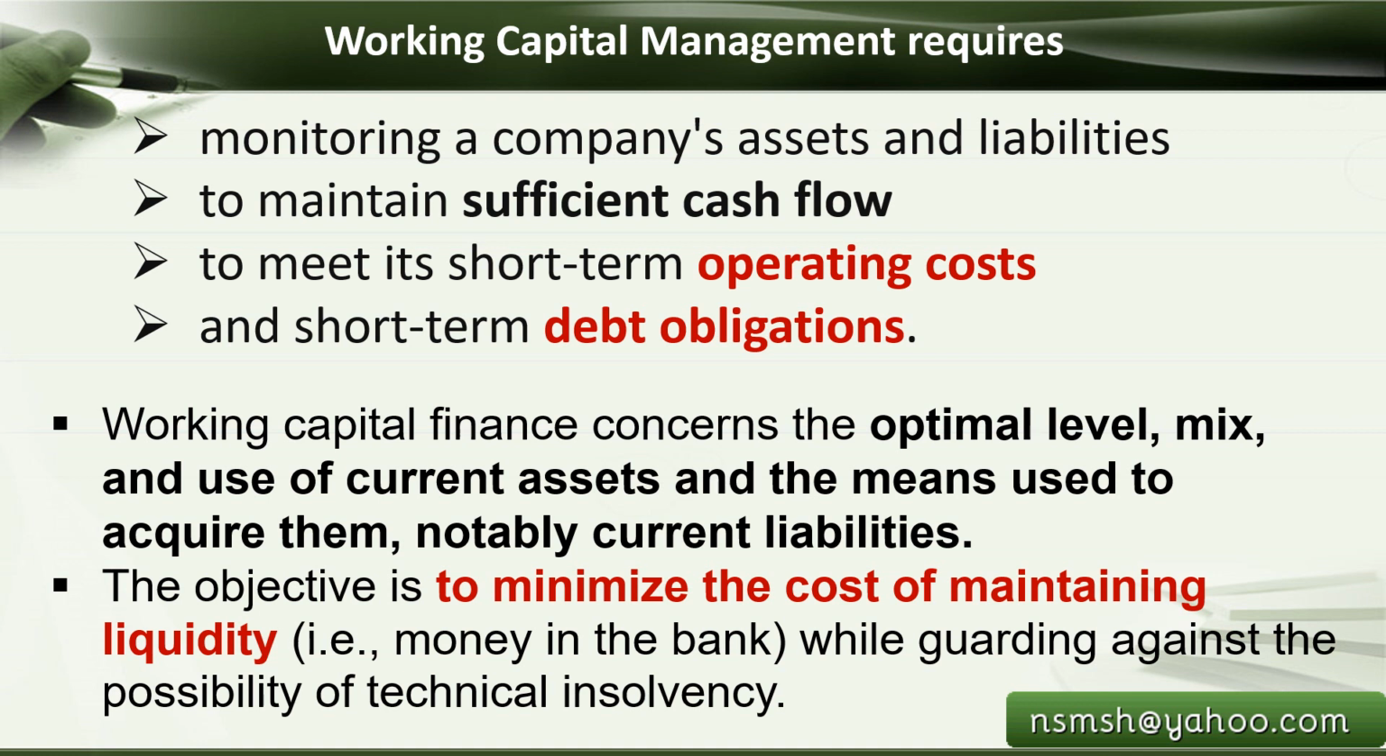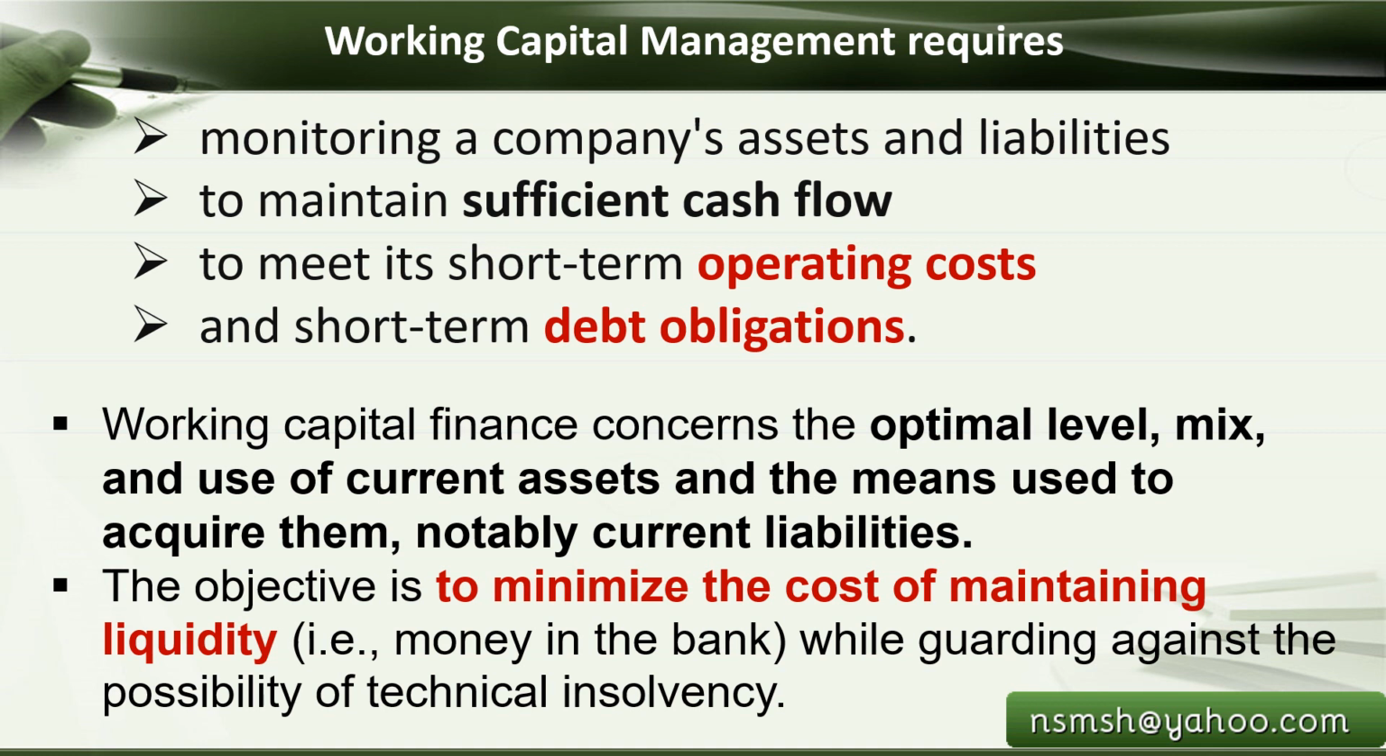So monitoring a company's assets and liabilities is the primary goal in working capital management, in order to maintain sufficient cash flow and to meet its short-term operating costs and short-term debt obligations. Short-term debt obligations can come from short-term debt, and even presently maturing long-term debts also fall under short-term debt obligation. So we may have to pay a long-term debt which is maturing in the near future, and that falls as a short-term debt obligation.